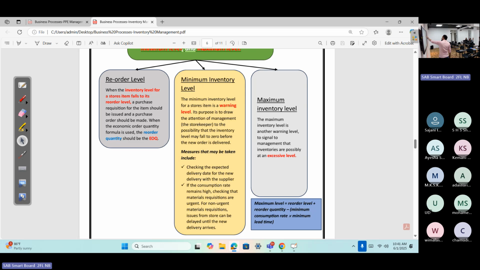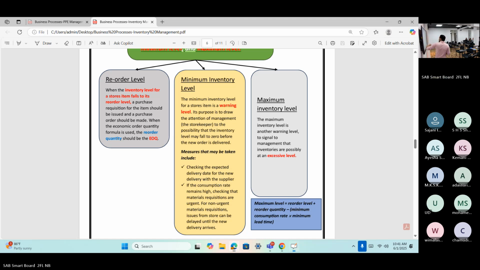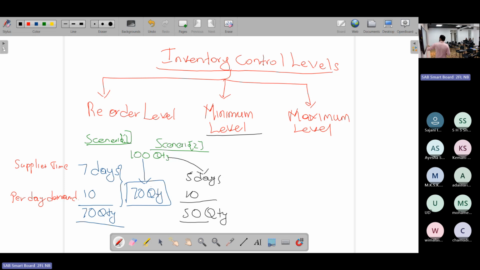Reorder level: when the inventory level for the stores item falls to its reorder level. In our example, 100 becomes 70 in scenario 1, and in scenario 2, 50. So this is called reorder level.